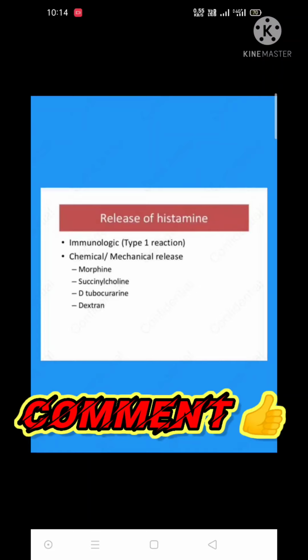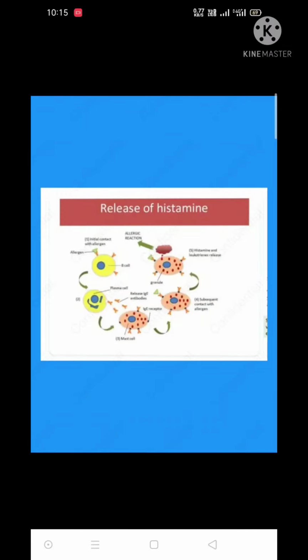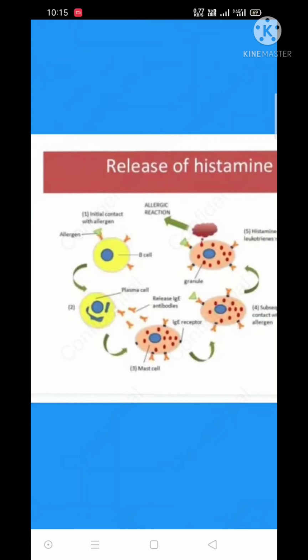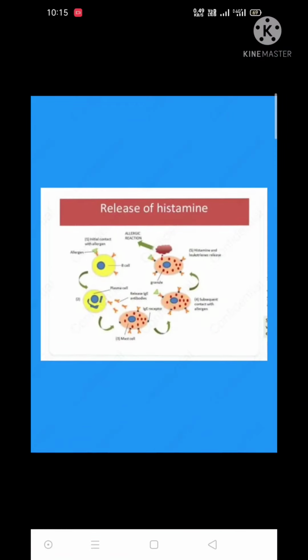What is the source of histamine? From where is it secreted or released? It is released by immunological or immunologic type 1 reactions, mechanical releases, morphine, succinylcholine, D-tubocurarine, and dextran. So if we look at this structure, we clearly understand how histamine is released. You can take it as the best part of the note.